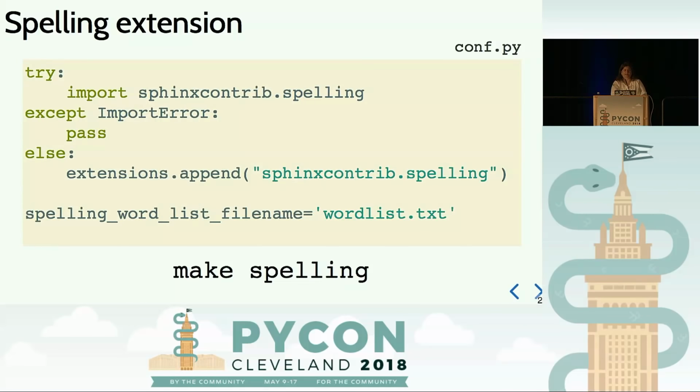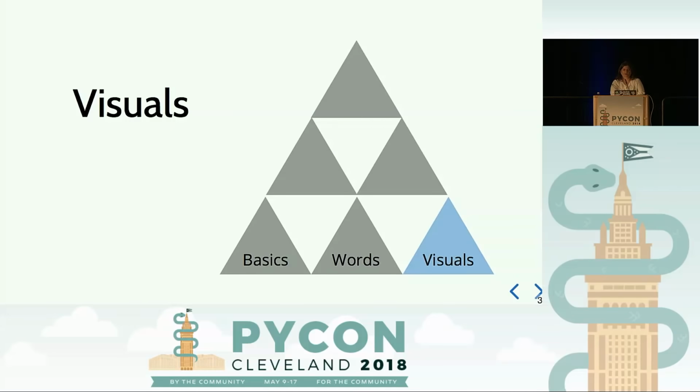And the spelling extension is pretty much like the other extensions that we've seen so far. You're gonna import it, you're gonna append it to the list of extensions you have, and you can provide it a word list that has, like, Jupyter is spelled kind of weird. It's got J-U-P-Y-T-E-R. So we can add that to the word list, and it won't mark it as a spelling error each time, which is kind of nice. And you just type make spelling, and it will go through and tell you.